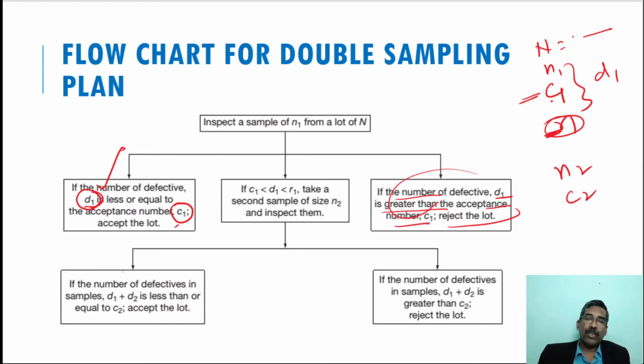Now in this case, when we should consider the second sample: if the number of defective is in between C1 and R1, then take a second sample of size N2 and inspect them, and now consider the defectives D1 and D2. D2 is the defective incurred in the second sample. So if D1 plus D2 is less than C2, then accept the lot. And if D1 plus D2 is greater than C2, then reject the lot.